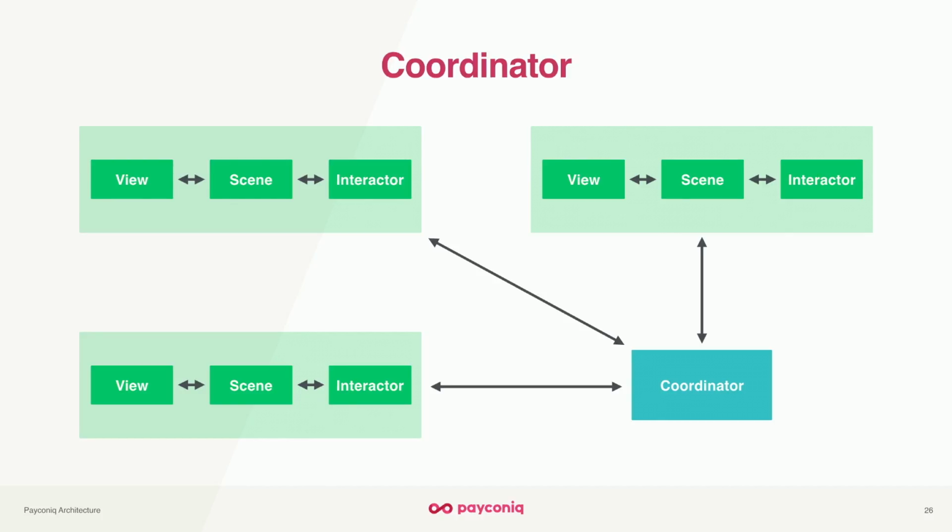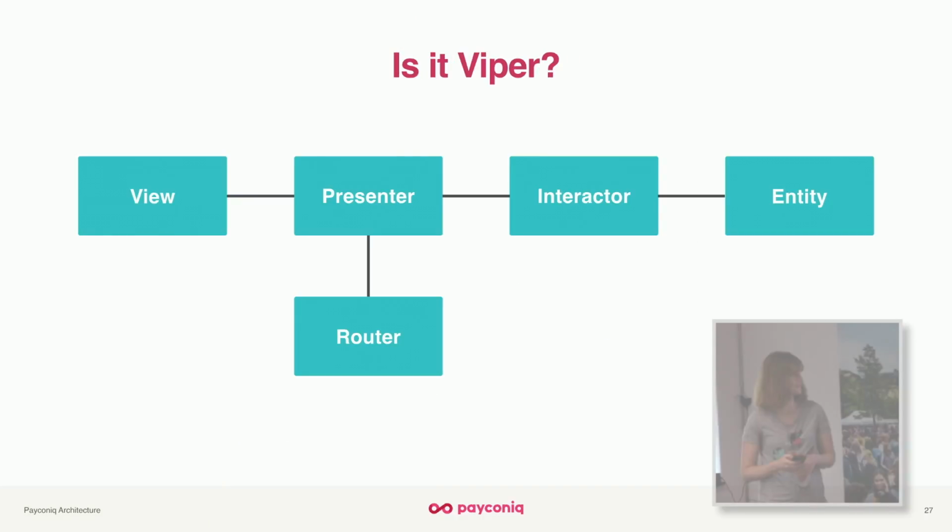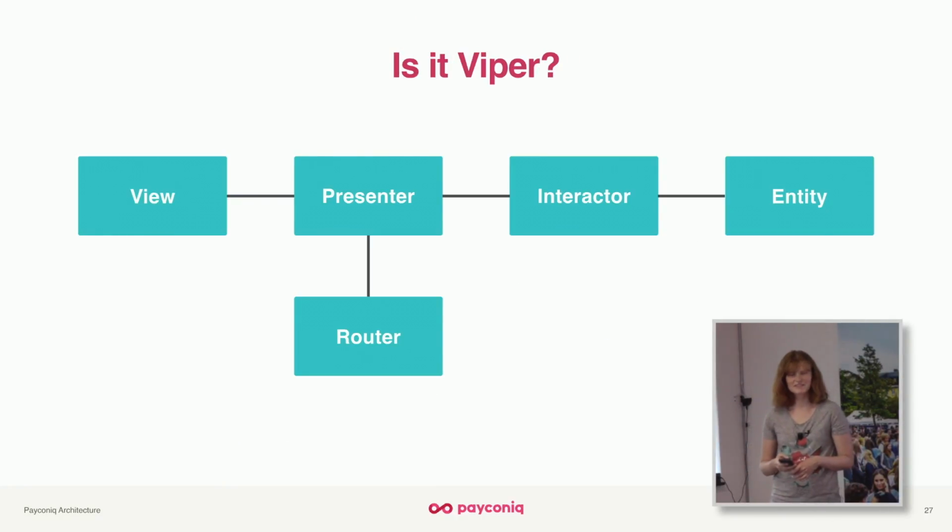So that was a bit of the architecture. Is it VIPER? Well, it is. I mean, there is a view, an interactor, even the name is taken from VIPER. But the functions of the scene and presenter are a bit different. And also we have this interactor and the scene as completely functional reactive components. So this is different from VIPER.